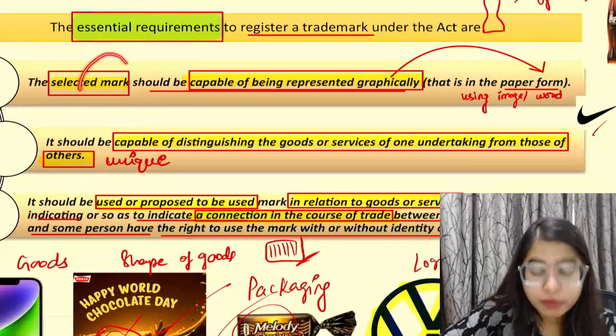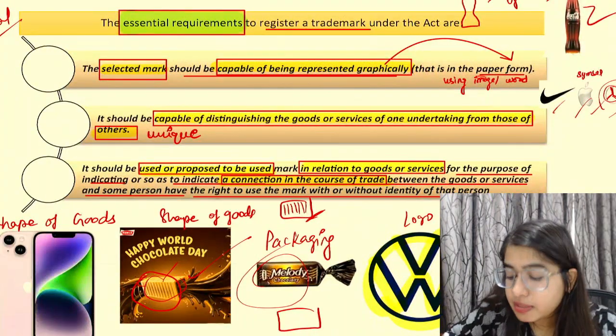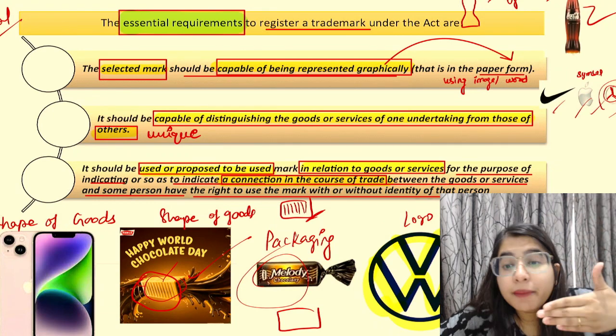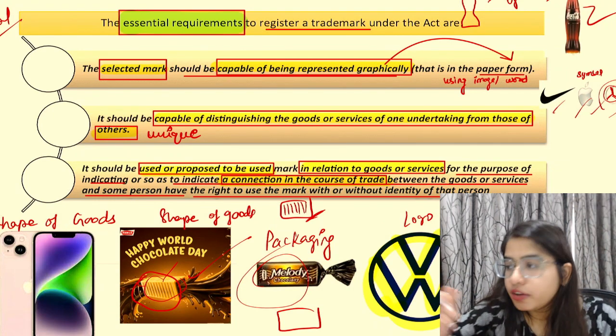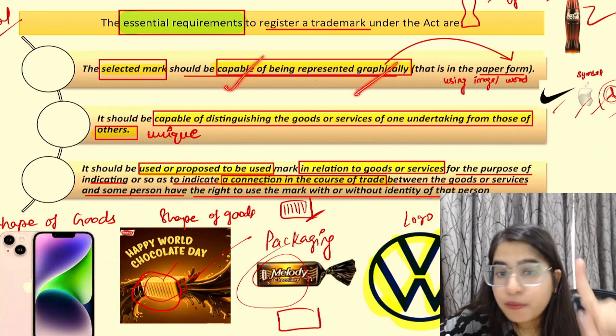Number one, it should be some mark capable of being represented graphically. Graphically matlab in the paper form. Paper form matlab you should be able to write it or draw it on paper. You should be able to present it in visual form using images or words. Are we clear with this? So number one, it should be capable of being represented graphically.